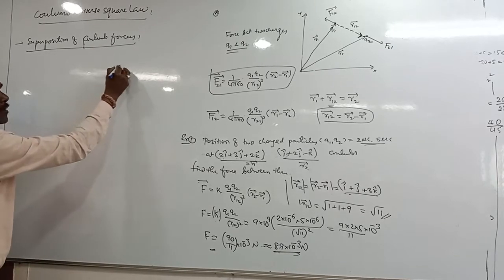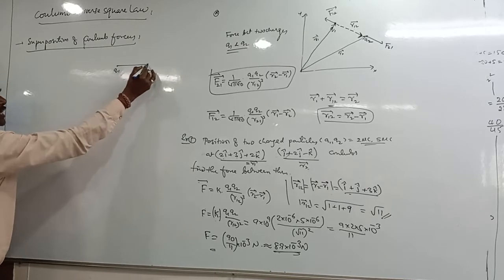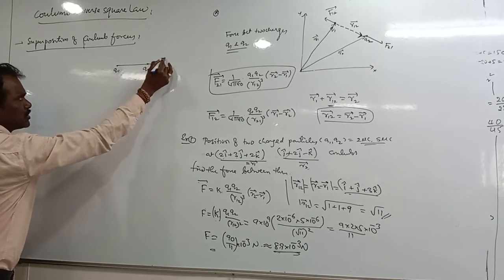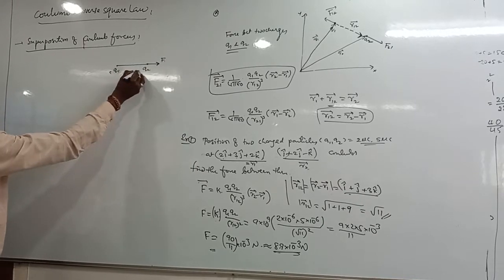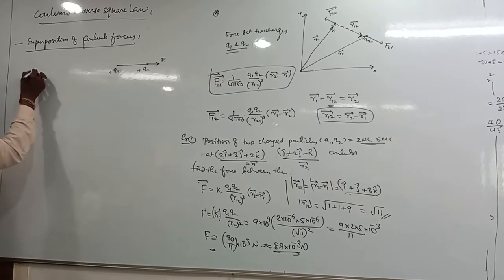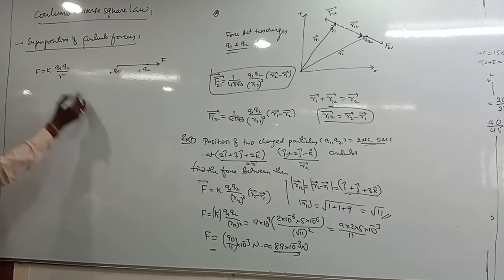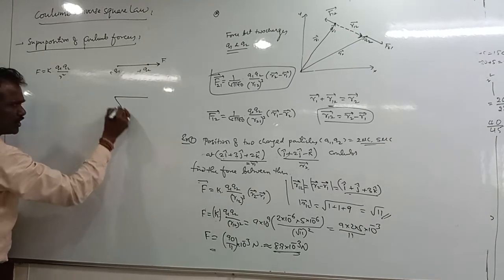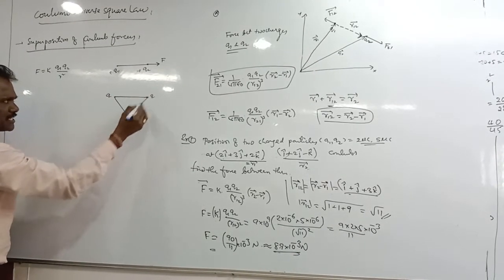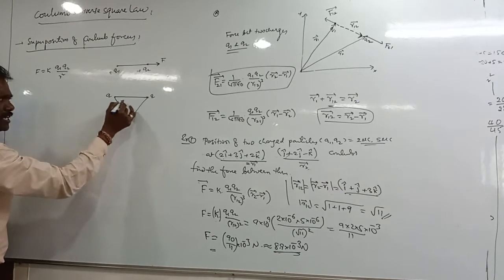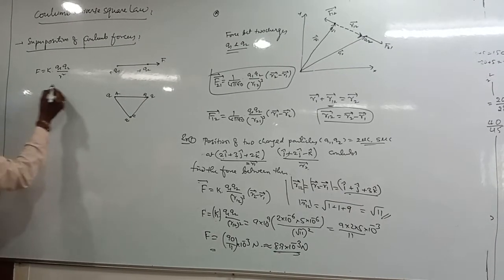See, Q1 and Q2 are there here. On the Q2 charge, the force F will be there, which is away from each other, isn't it? That is, F is equal to K into Q1 Q2 by R square. Three like charges are there, so repulsion takes place, at the corners of an equilateral triangle.